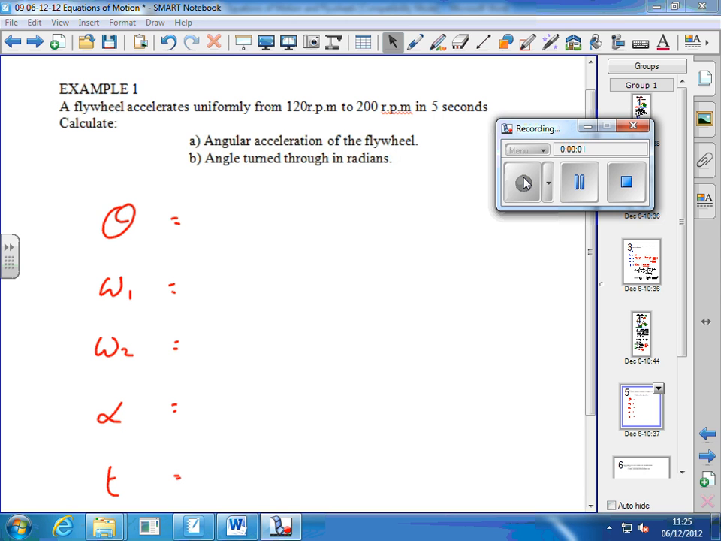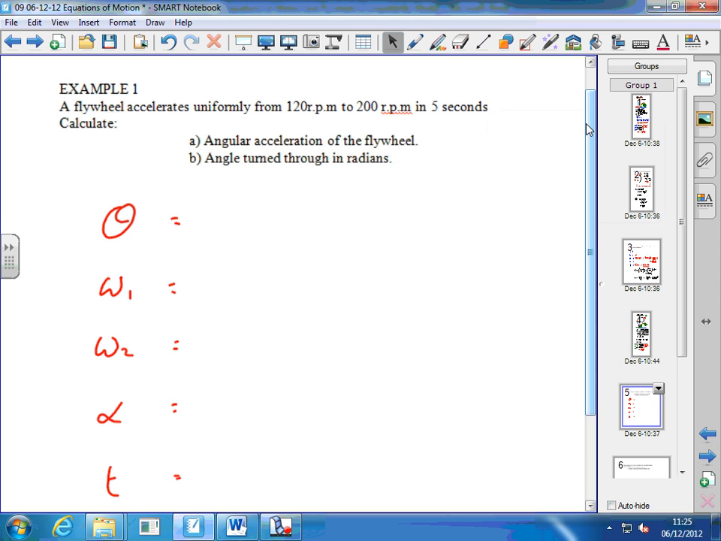Example 1 here. We've got a flywheel which accelerates uniformly from 120 RPM to 200 RPM in 5 seconds. So similar sort of problem. Calculate the angular acceleration of the flywheel and the angle turned through in radians. So list what you know.